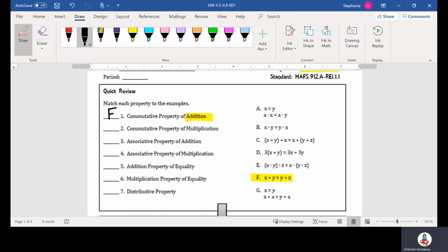The commutative property of multiplication. Well, now I'm looking for multiplication, and that just means that x times y is the same thing as y times x, which is B.